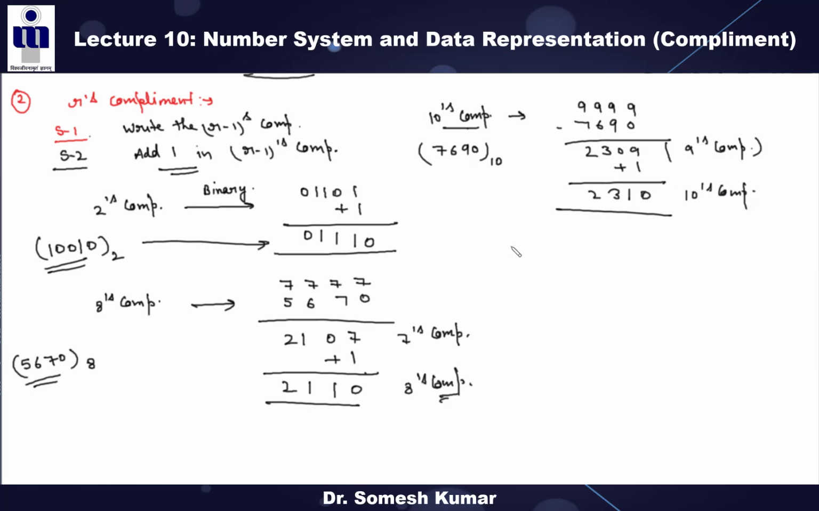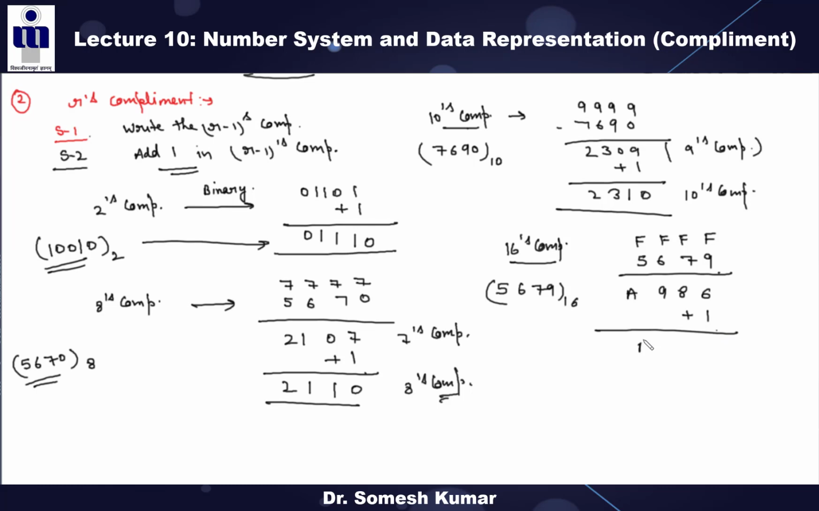Similarly, you can find out the 16's complement. Again, we can take 5 6 7 9. Find out the 16's complement of this number. Subtract this from the maximum number. First find out the 15's complement of this, and then add 1 in this. So A987 is the 16's complement of this number. This is the way to find out the complement.